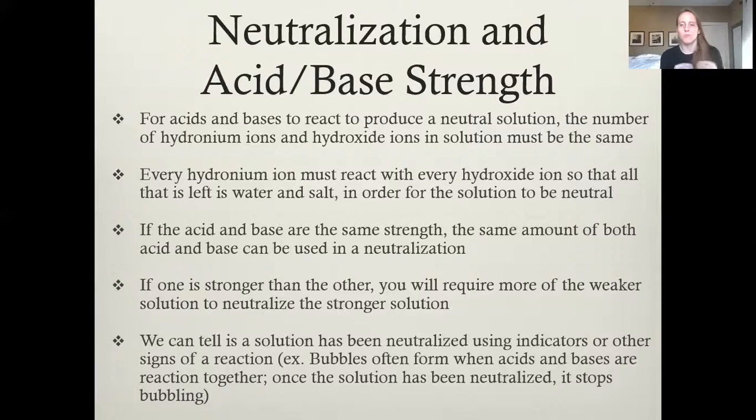Again, the stronger one will ionize or break apart more, meaning it produces more of either the hydroxide or hydronium ion, and so you will need more of the one that ionizes less so that you can produce enough either hydronium or hydroxide ion to cancel it out. We can usually tell that a solution is being neutralized either with the use of indicators or with signs of a reaction like bubbles forming.